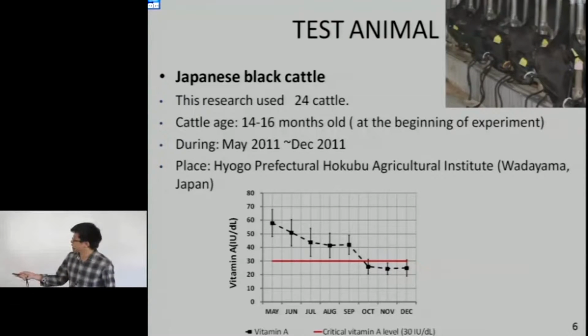This graph shows the vitamin A change in the experiment period. It is clearly shown that from May to December the serum vitamin A level is decreasing, and the institute provided a critical vitamin A value, and it is 30. So at the end of the experiment, all the cattle's vitamin A level was lower than 30 international units per liter.